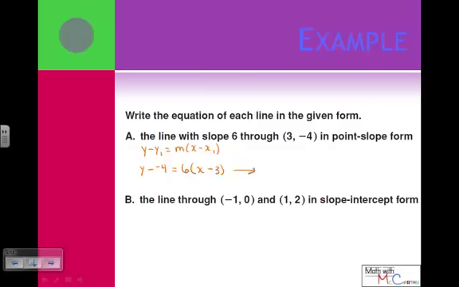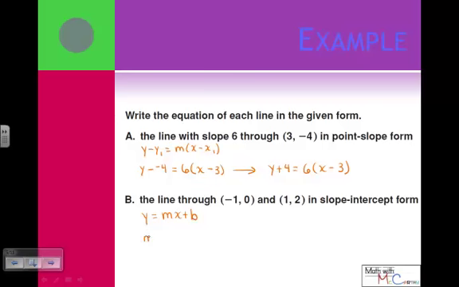We can simplify this a little bit and we would end up with y plus 4 equals 6 times the quantity x minus 3. And that's the equation of the line that passes through the point 3, negative 4 that has a slope of 6. For part B, it says write the equation of the line through the points negative 1, 0 and 1, 2 in slope-intercept form. Slope-intercept form is y equals mx plus b.